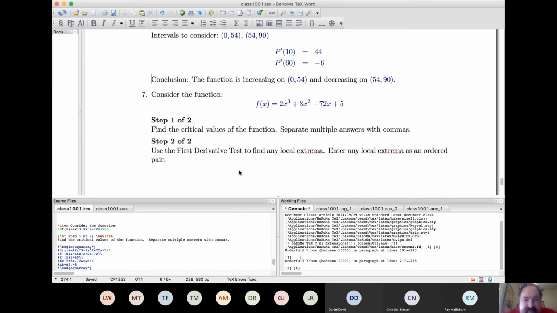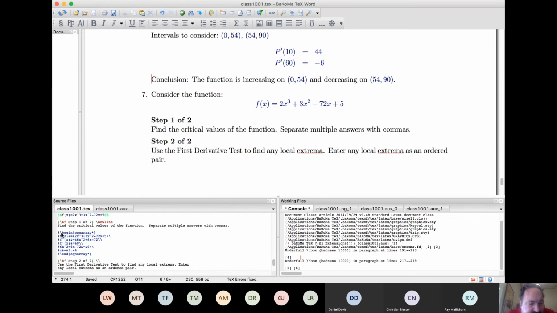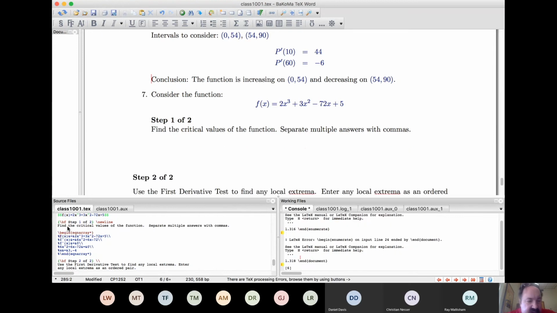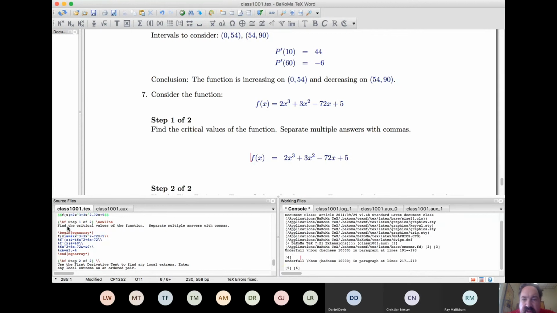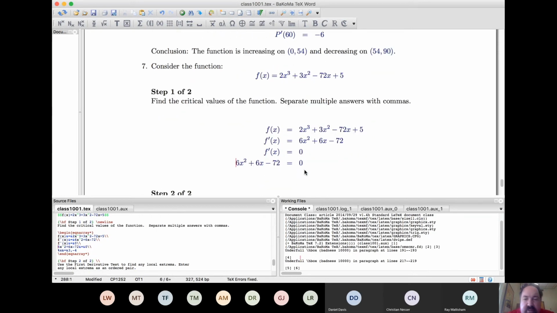Last problem of the lesson. So here is a given function. Same thing, finding critical values and using that information to determine if we have any local maxima or minima. So now we go ahead and use the power rule and get our derivative here. So we need to see where it is equal to 0.